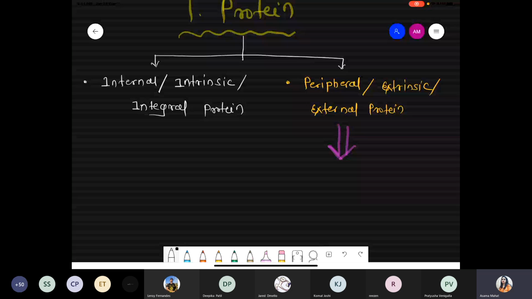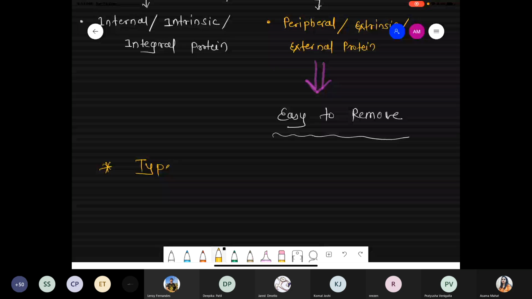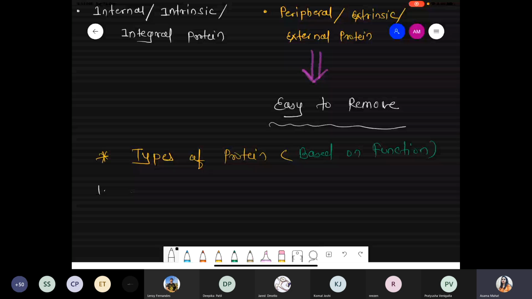Okay. Next part, we are talking about types of protein on the basis of their function. Whenever we are talking about protein, first of all, they can act as a structural protein. And you know very well, whenever we use the word structure, it means they can form a backbone. They can act as a support. Such protein forms a structural protein.